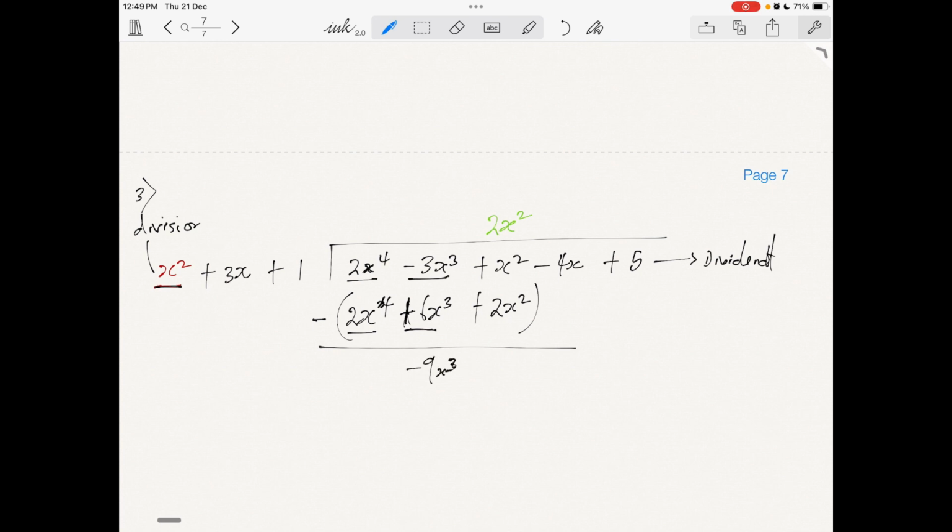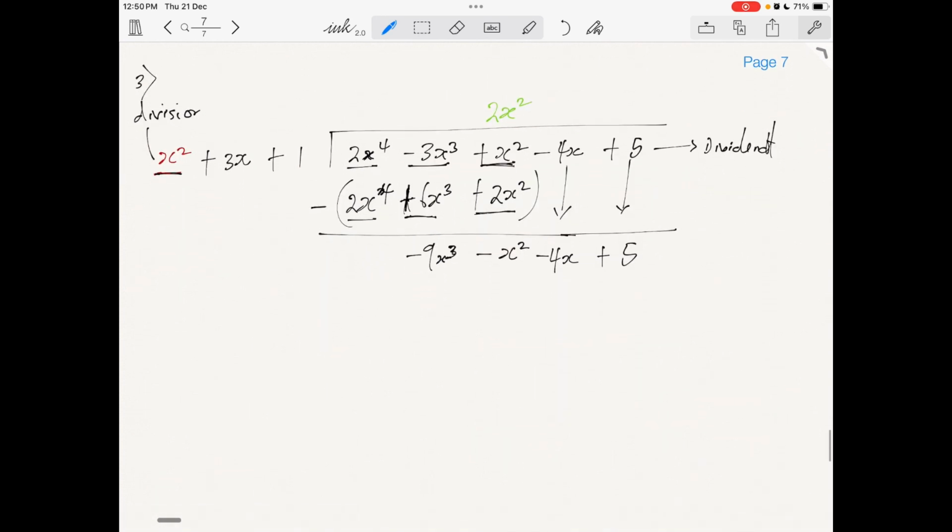Okay, and plus x squared minus 2x squared, that's plus 1 minus 2. Because minus and plus has turned into minus, thereafter we have it as minus 1, so minus x squared. So as usual, we can drag down the ones that are not affected now, and plus 5, and then we repeat the whole process.